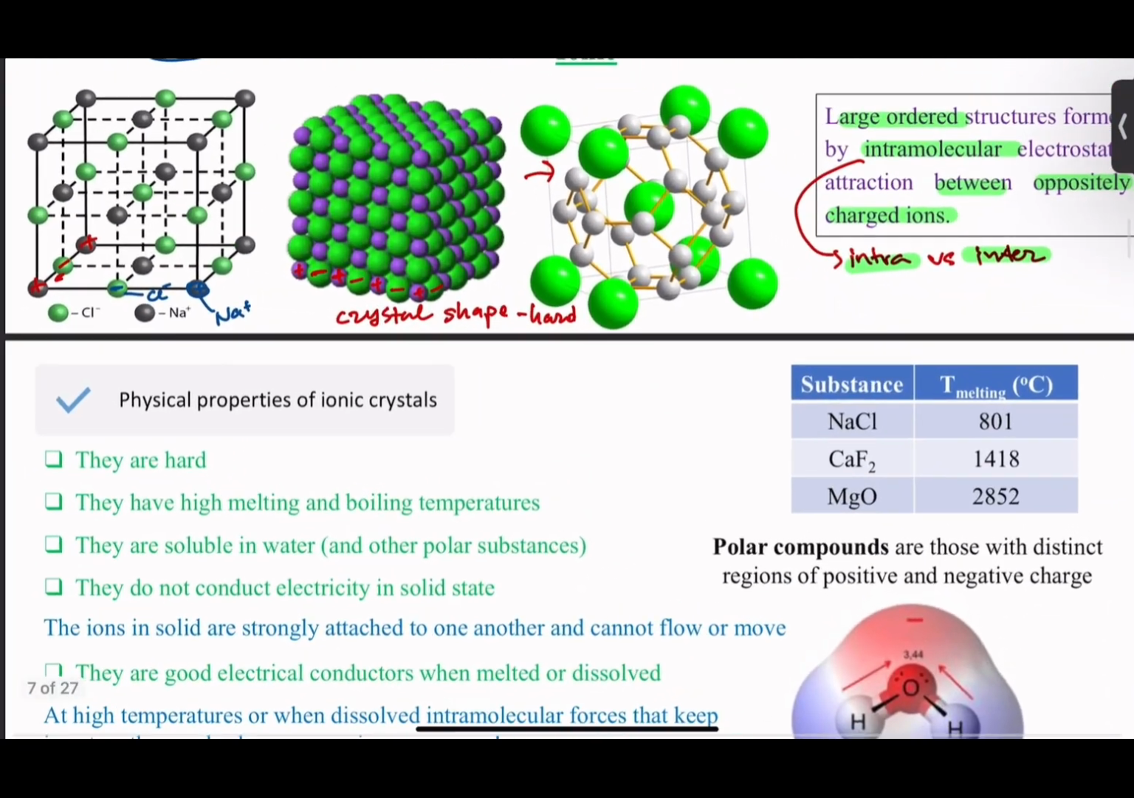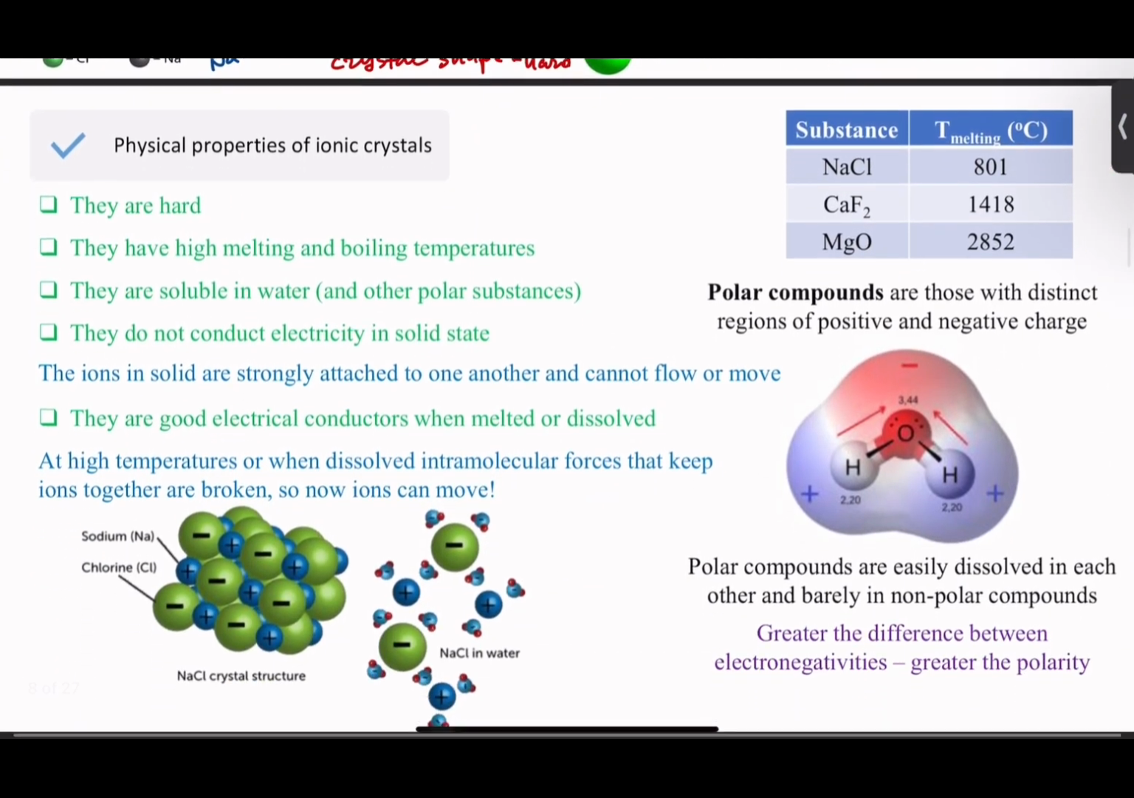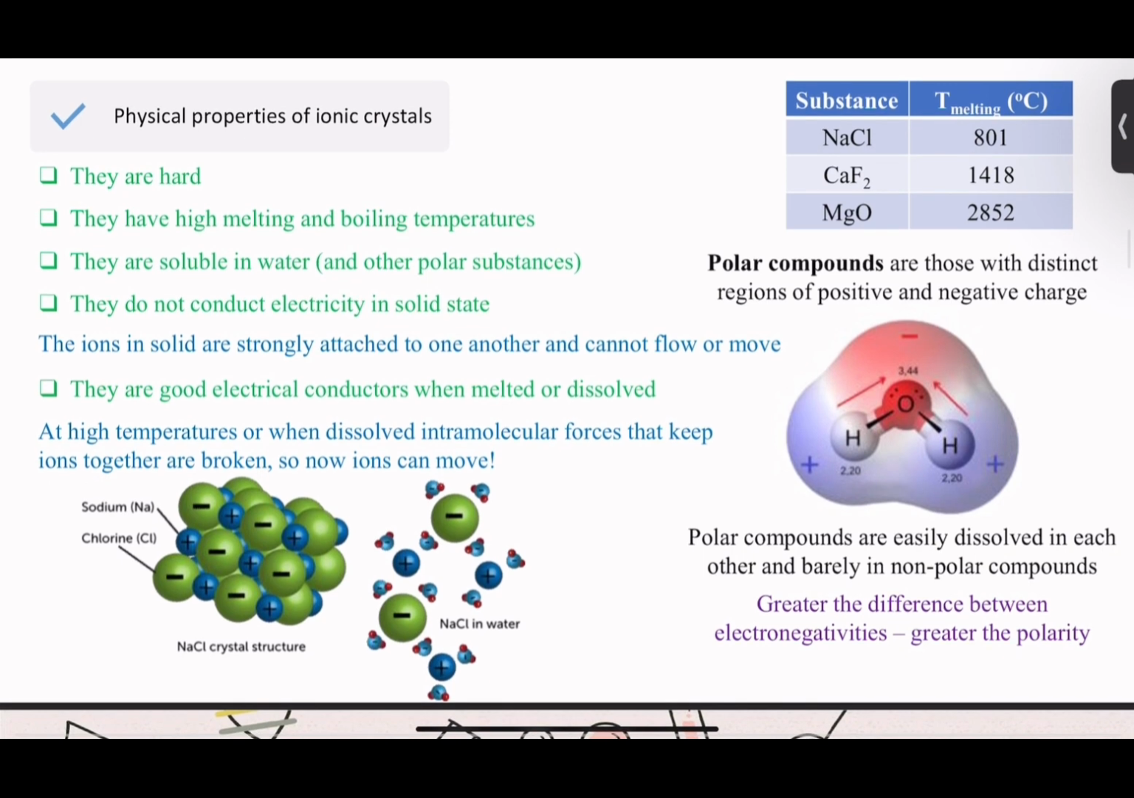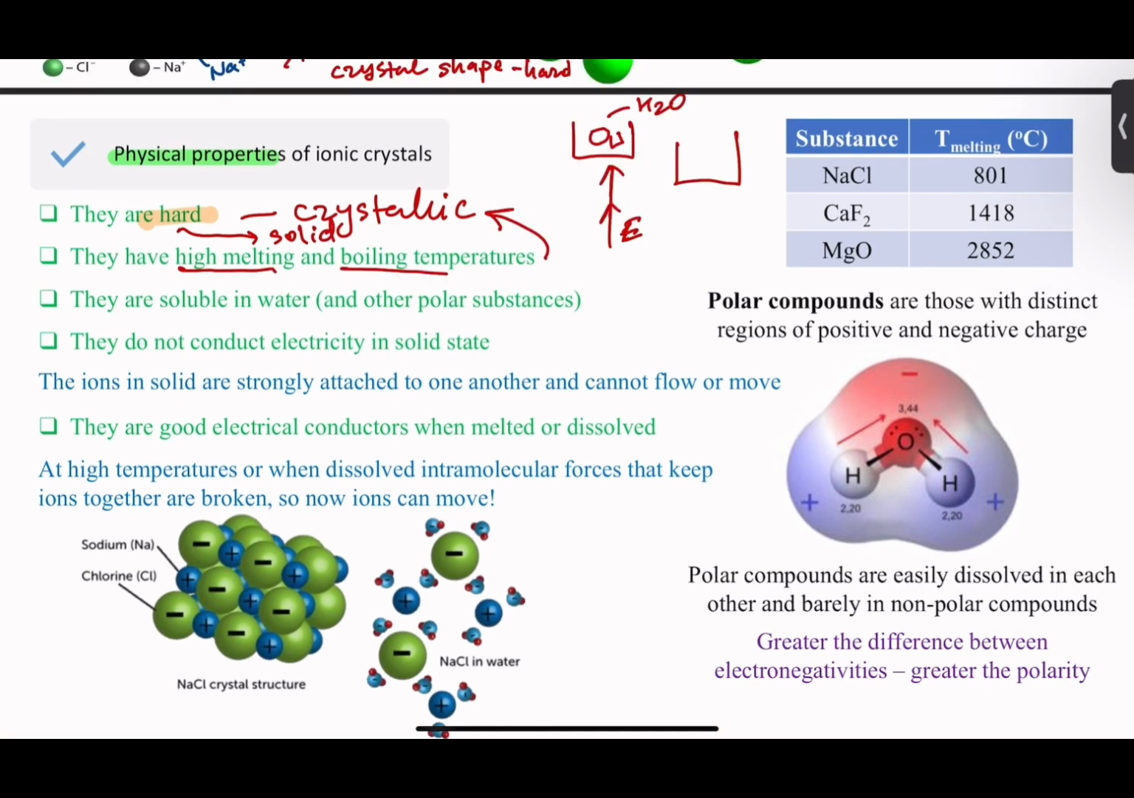So now we're going to summarize the properties of ionic crystals. As you see, they are hard. We talked about the shape. It's because of the crystalline structure. And the reason they are hard in solid state, just remember this. Now, they have high melting and boiling temperatures. The reason is, again, the crystalline shape.